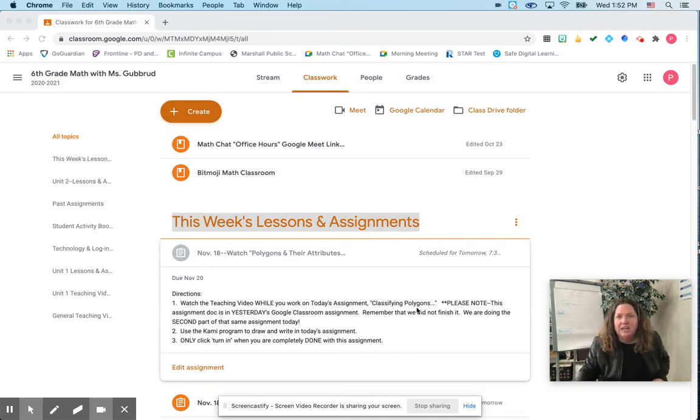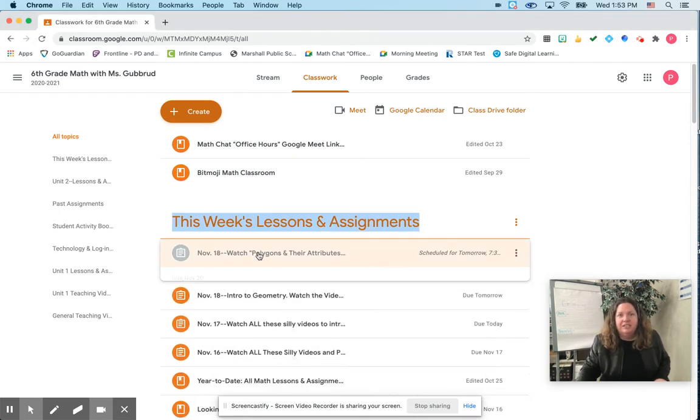You're going to work on classifying polygons, but you will notice that it is not connected to today's assignment. It says, please note, this assignment doc is in yesterday's Google Classroom. Remember yesterday, we started it. We only got partway through. I told you to stop, so you stopped at the spot you were supposed to. We're going to finish it up today. So let's click on that again.